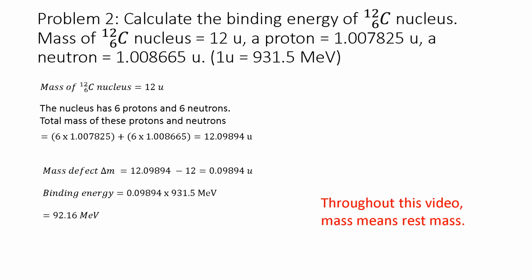So the mass defect is delta M equals 12.09894 minus 12. We get 0.09894 unit. Here mass defect means the mass of protons and neutrons in the nucleus minus the mass of the nucleus itself. This mass defect is equivalent to a binding energy of 0.09894 × 931.5 mega electron volt, because 1 unit mass is equivalent to energy of 931.5 mega electron volt. So we get a binding energy of 92.16 mega electron volt.